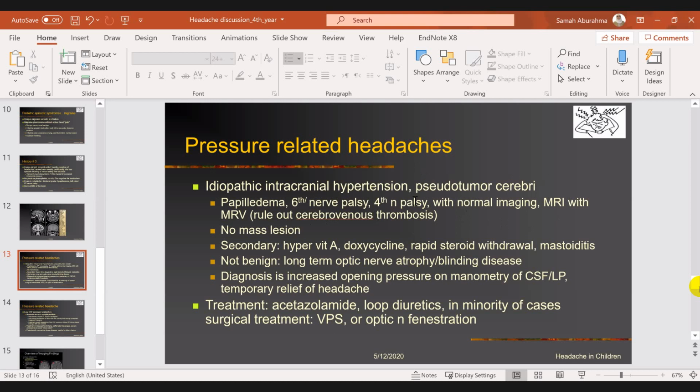Now, the etiology, the underlying cause of pseudotumor cerebri, is not very clear. But it is considered that there is poor absorption of cerebrospinal fluid. Okay?